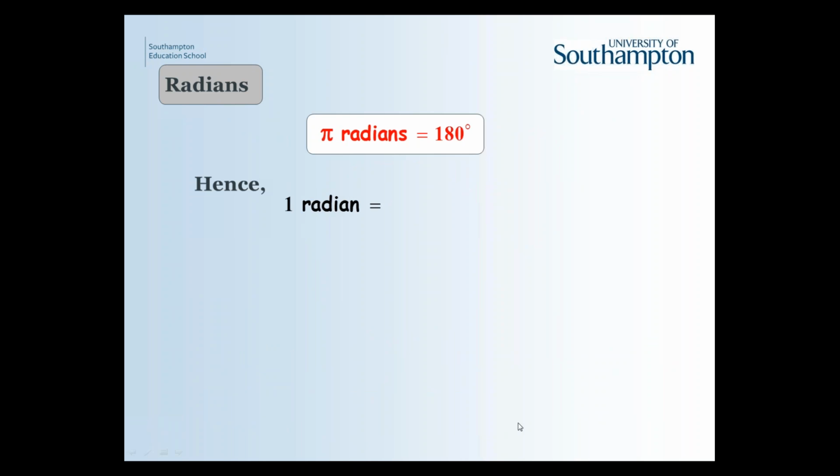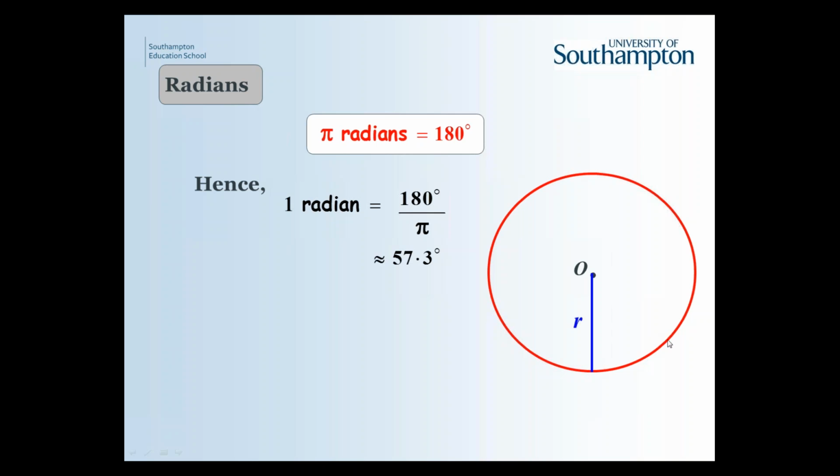So if pi radians is 180, if we want to know what 1 radian is in degrees, we need to divide both sides by pi. Whenever I'm getting them to do the conversion, I get them to remember that pi equals 180, and then do whatever they need to each side to get 1, and then multiply up to get whatever they need. So 1 radian is going to be 180 divided by pi, which is about 57.3 degrees. So on our original circle, that first radian angle was about 57.3 degrees.